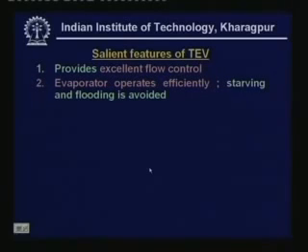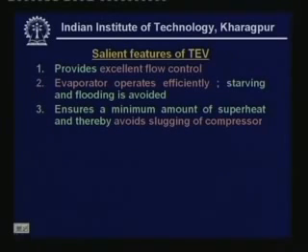Evaporator operates efficiently, because we have seen that you can control the superheat properly. That means you can avoid both starving as well as flooding of the evaporator. And this valve ensures a minimum amount of superheat, and thereby it avoids slugging of the compressor. Of course, provided you select the thermostatic expansion valve suitably.